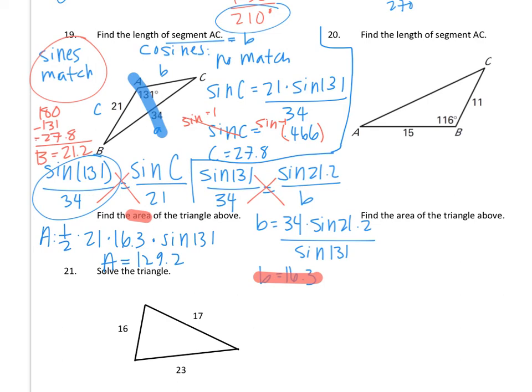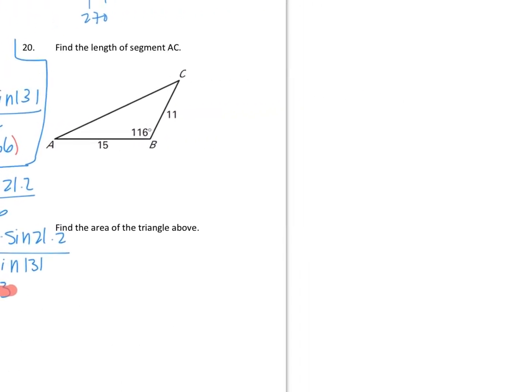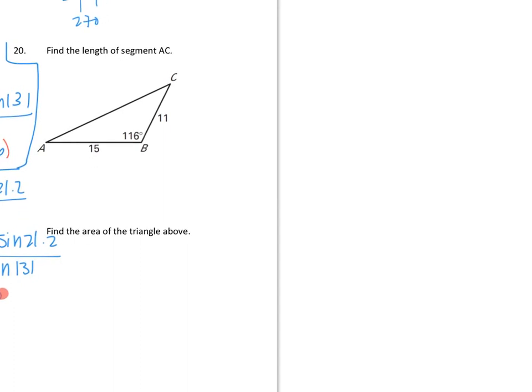Now, number 20. I'm just going to go all the way over so I have all this space to work with. Number 20, find the length of segment AC. So that is once again B. This down here is C, and this over here is A.